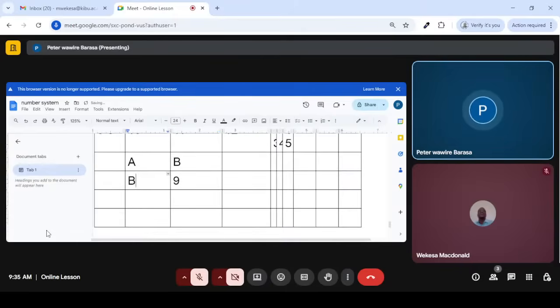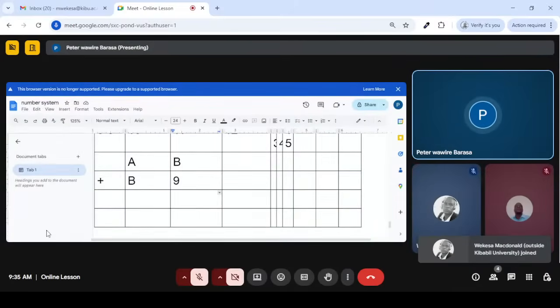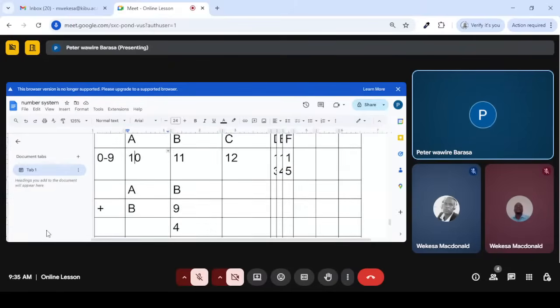So you are adding these two numbers. So 9 plus B, B is 11, plus 9, that is 20. So what you do, you take 20 minus 16. 20 minus 16 gives you 4. So you write here 4. 16 is the big one. You carry 1 at the top.